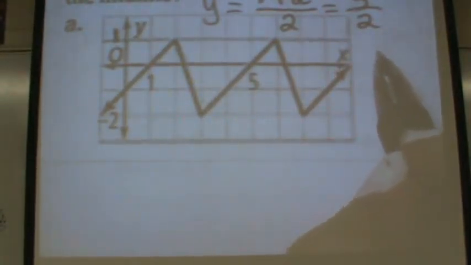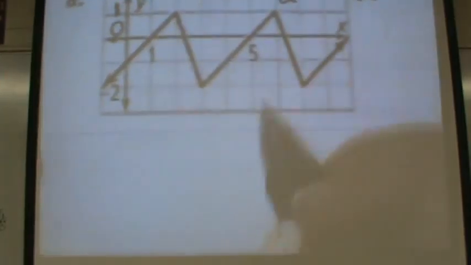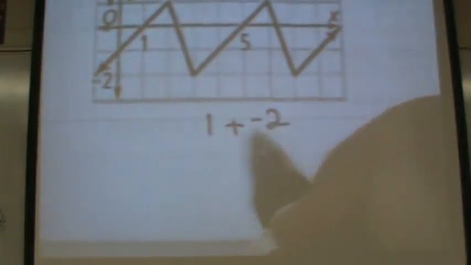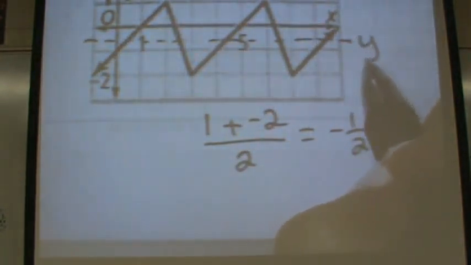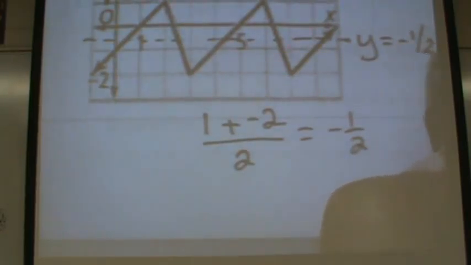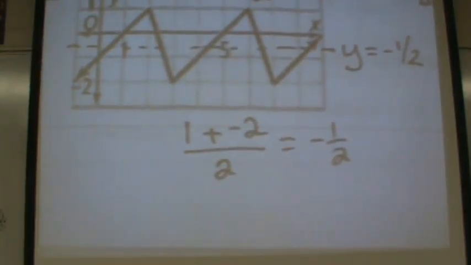Wait, did I do that right? Oh, this is a -2, sorry. Not negative, my bad. 1 plus -2 over 2. So it's -1/2. So -1/2 is called your midline. That's your midline. Y equals -1/2. Can you tell me what the amplitude is?